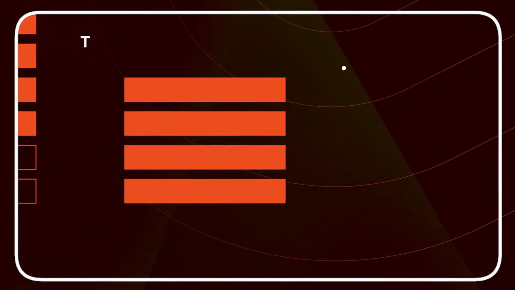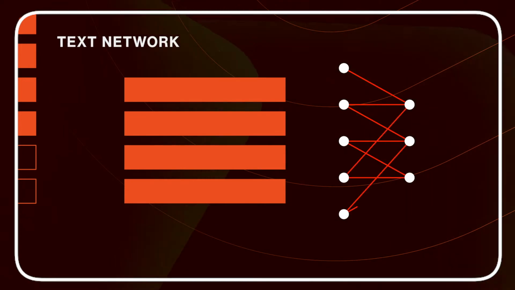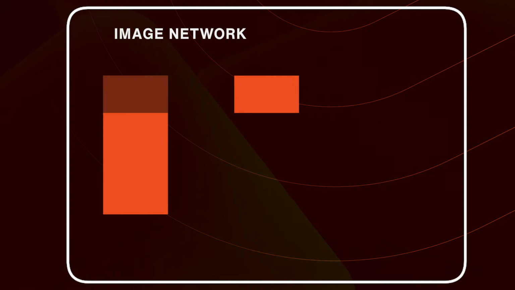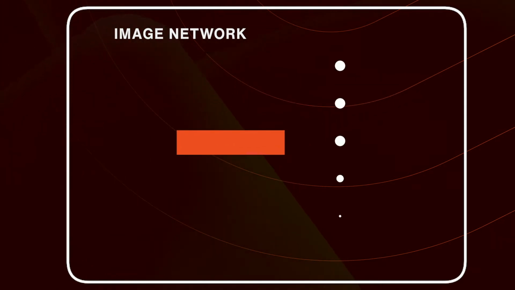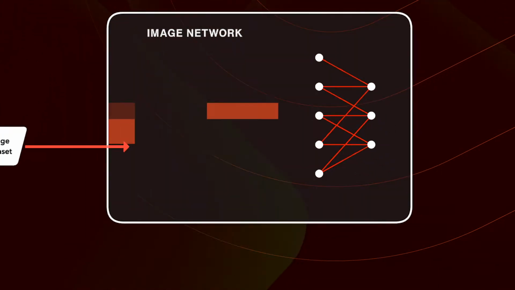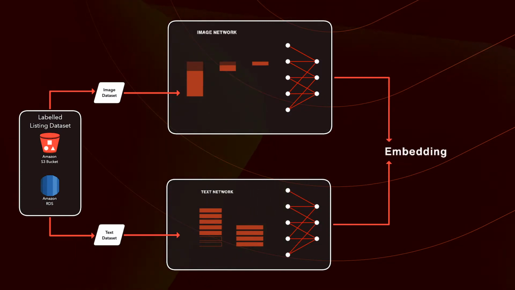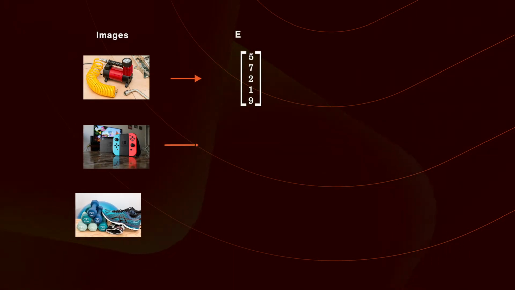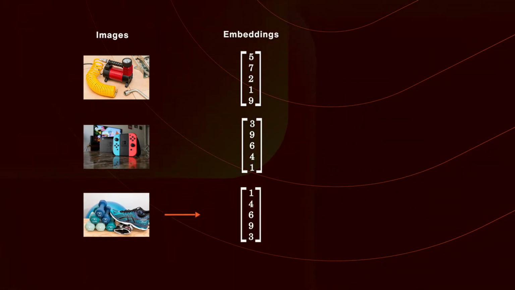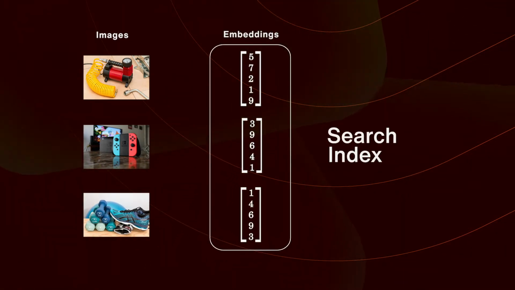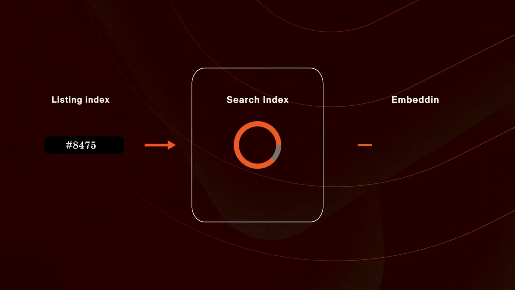Under the hood, a multimodal neural network combines both a text understanding network and an image understanding network to produce the final embedding for each listing. The set of vectors representing every product is called a search index. Given a particular product index, it returns the corresponding embedding.